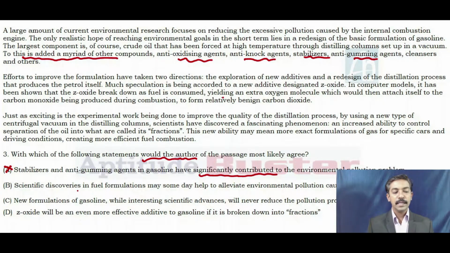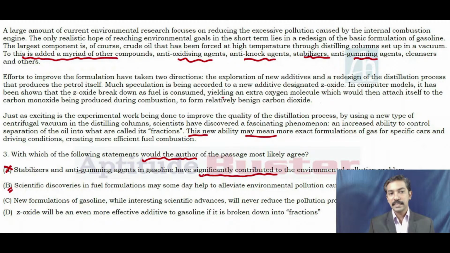Option B, scientific discoveries in fuel formulations may someday help to alleviate environmental pollution caused by automobiles. Yes, if you read the last sentence of the passage, option B seems to be right, because the author is hopeful. He is very much optimistic to say that the solution will be found in the near future. So probably B can be reserved.